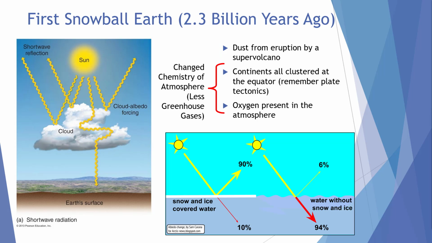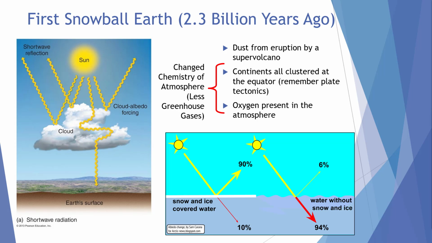The continents all clustered at the equator and oxygen being present in the atmosphere actually changed the chemistry of the atmosphere so that there were less greenhouse gases. The continents clustered at the equator led to the removal of CO2 because it rained so much at the equator that there was increased weathering, which added calcium ions to the ocean. Through something called carbonate chemistry, it actually pulls CO2 out of the atmosphere.